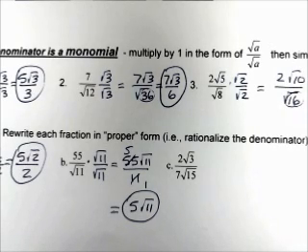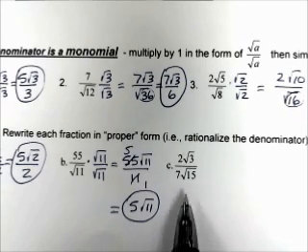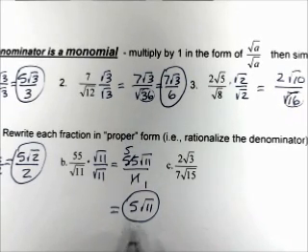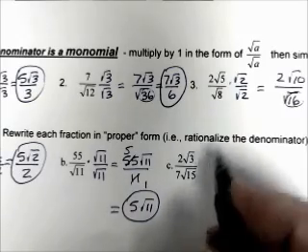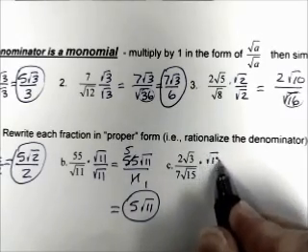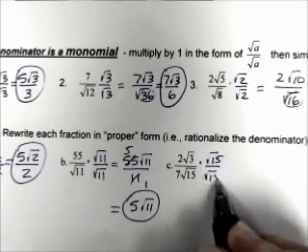Next, C, we have 2 square root of 3 over 7 square root of 5. Sorry, 7 square root of 15. There is more than one approach here. You could reduce the radicals. Let's say we don't do that, and let's say we bring square root of 15 up to a perfect square and multiply by 1 in the form of square root of 15 over square root of 15.